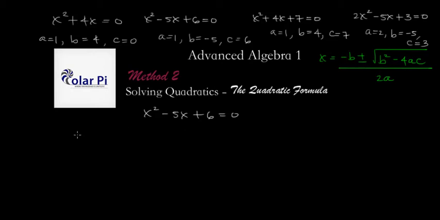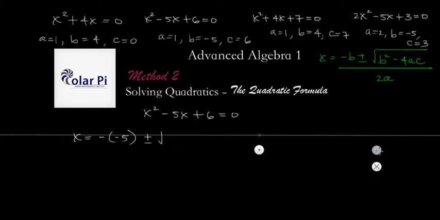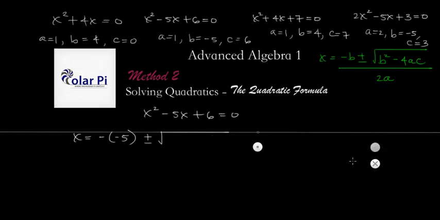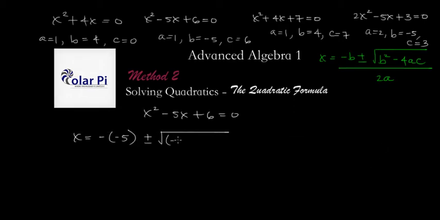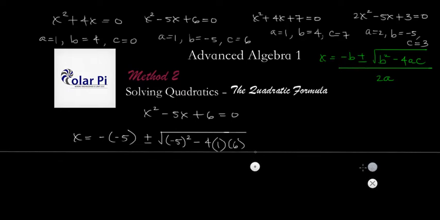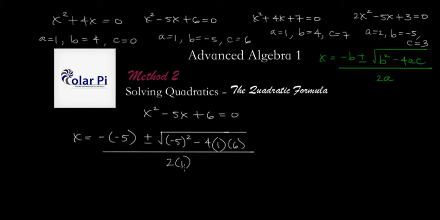So here, the quadratic formula would say x equals minus b, so minus, b is negative 5, so minus minus 5, plus or minus the square root of b squared, so negative 5 squared, minus 4 times a, which is 1, times c, which is 6. The 6 is inside the square root, just to be clearer. And then over 2 times a, but a is 1, so 2 times 1, or just 2.